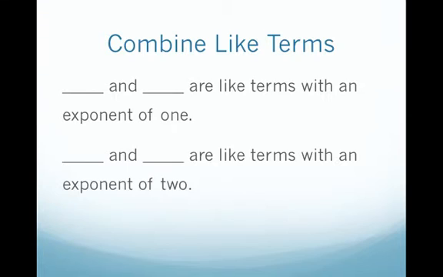Blank and blank are like terms with an exponent of 2. So in these two blanks, you're going to put a constant with a variable, and the exponent has to be 2, like x squared, y squared, z squared.